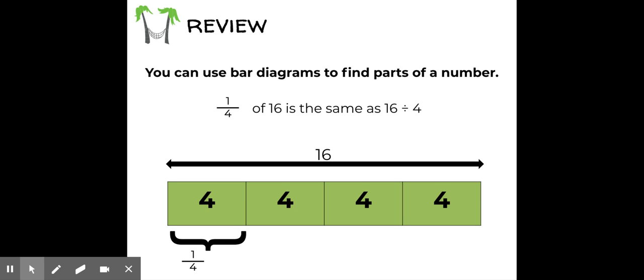And I'd also like to bring up what we talked about the other day using bar diagrams. We can find parts of a number using bar diagrams like this, and the model helps us understand what we're breaking apart.